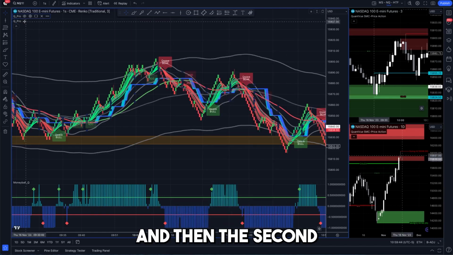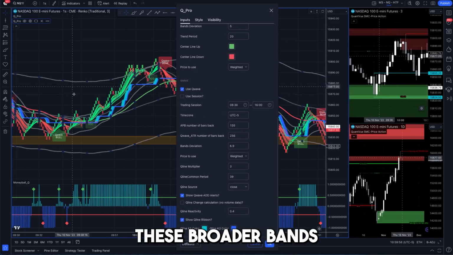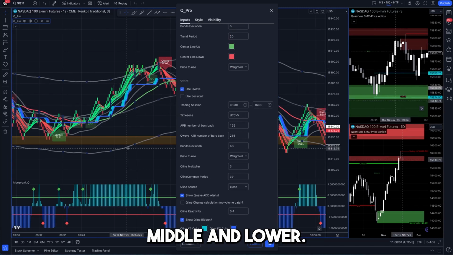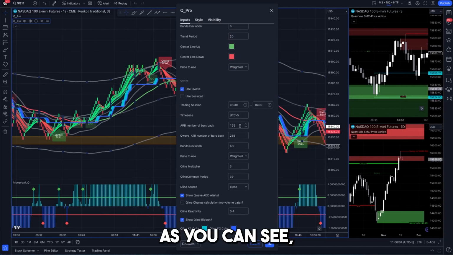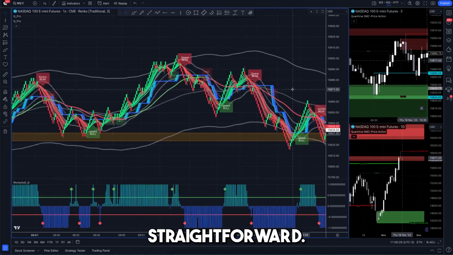And then the second Qpro, Q wave, this is where you see these broader bands, this upper, middle, and lower. This is from that second Qpro. As you can see, I've got a higher APB number, I've got a higher band deviation, and I've got a much higher Q line multiple. That's this ribbon here. So the strategy is pretty straightforward.